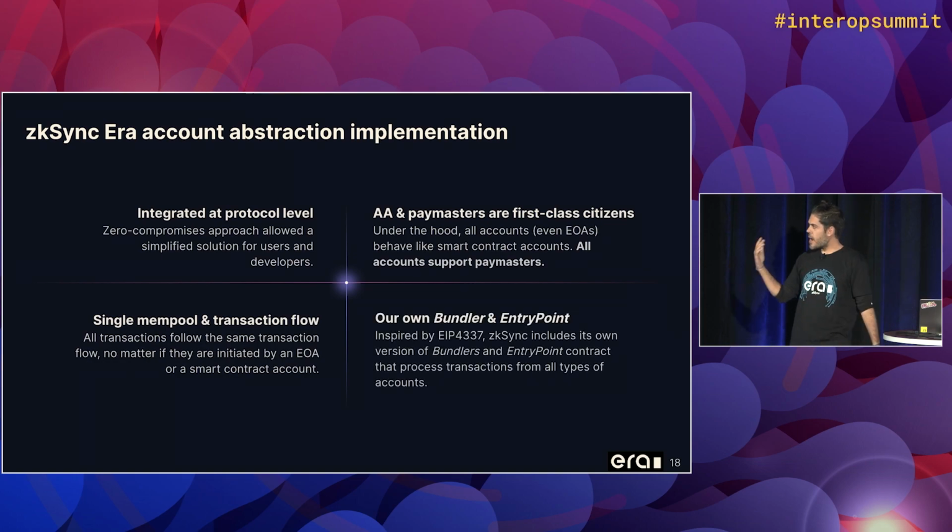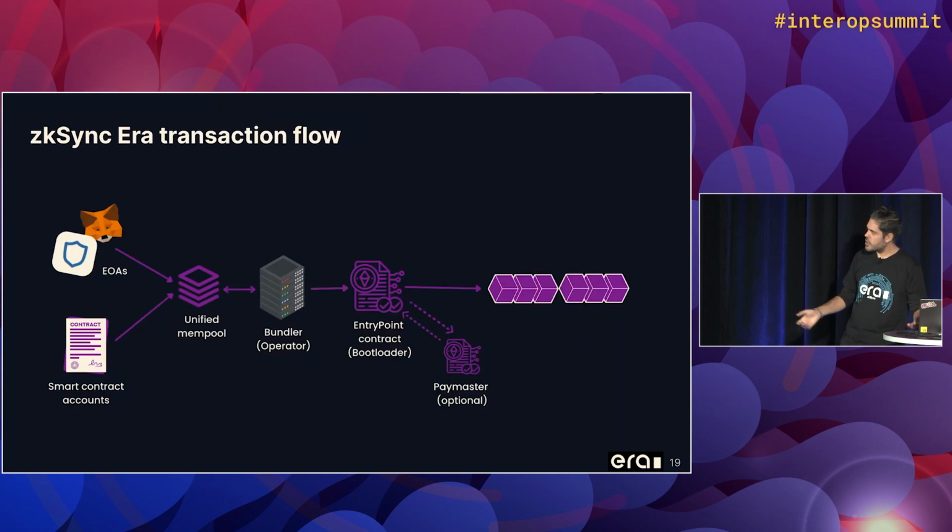And finally, inspired by EIP 4337, as all accounts behave as smart contract accounts, we have our own version of the bundler and the entry point contract. We call them our operator, and the entry point contract, we call them the bootloader. So how does this look?